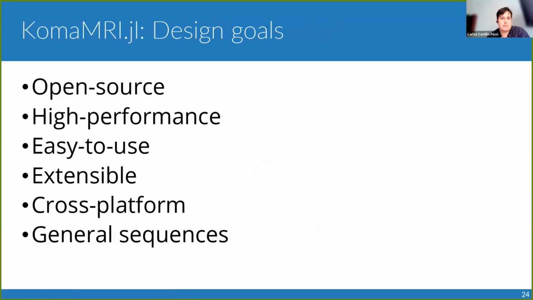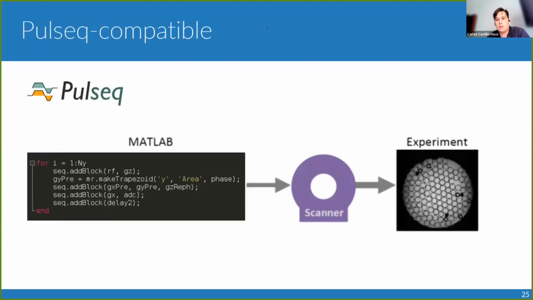So KoMA, since the beginning, had a few design goals. One, to be open source, of course. Another one that is very important is to be high performance, so the simulations are fast. Easy to use, this part specifically is something that we have put a lot of effort into. Extensible, meaning that someone can take KoMA and add new simulation methods. They can swap stuff from KoMA and write their own parts. I will talk a little bit more about that later. Cross-platform, because especially for students, it's very important that they can install a simulator in their computer. And lastly, the use of general sequences that we are managing by using Pulseq. So we are Pulseq compatible. You can write your Pulseq sequence, try it in KoMA, and if everything looks good, you can then try it in the scanner.